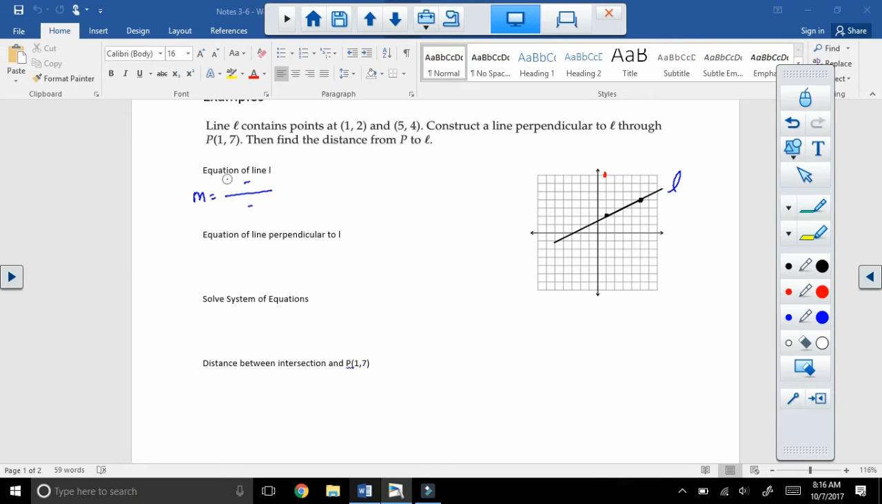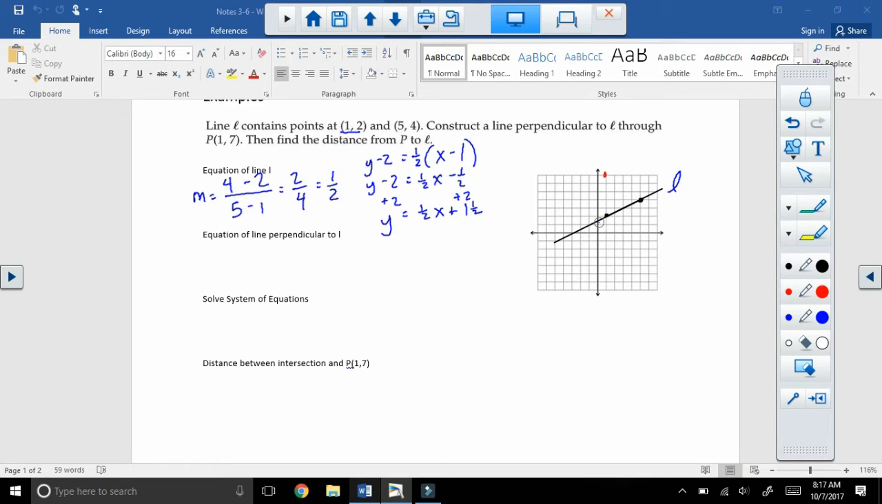So y2 minus y1 over x2 minus x1. This is going to be 2 over 4, so the slope is 1/2. Then I'm going to pick either point. I'll pick this first one and plug it in. y minus the y value equals the slope times x minus the x value, and solve that by distributing the 1/2 and then adding the 2 over. So y equals 1/2 x plus 3/2. You could write it as 3/2 or 1.5, that doesn't really matter.